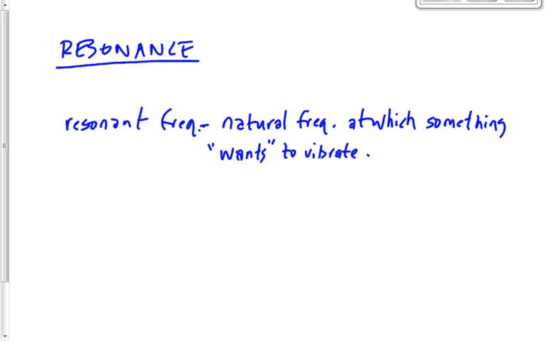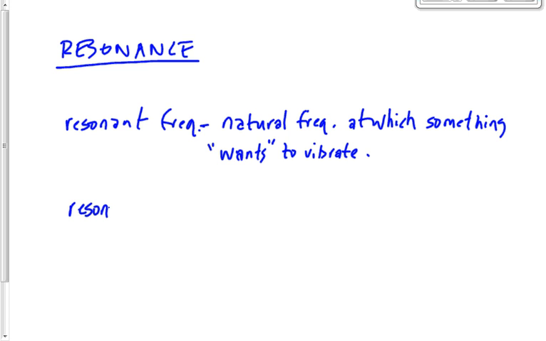The bridge in Okotoks wants to vibrate at a particular frequency. Your guitar string wants to vibrate at a particular frequency. This meter stick, when I put it on the desk and then pluck it here, wants to vibrate at a particular frequency. A pendulum, a swing set or whatever, when you pull back the pendulum bob, it wants to vibrate at a very particular frequency. Everything has a natural frequency or a resonant frequency at which it wants to vibrate.